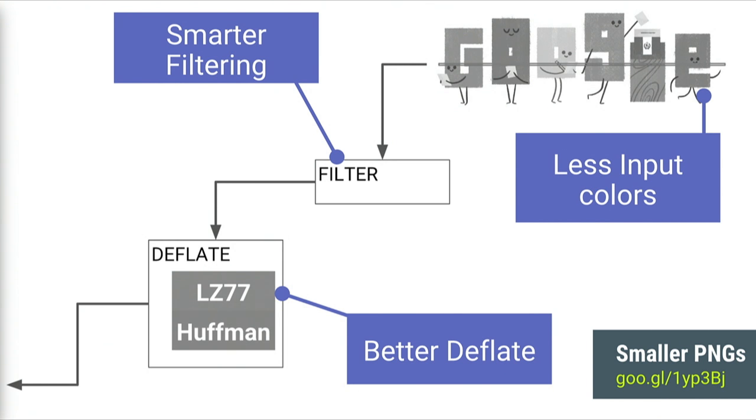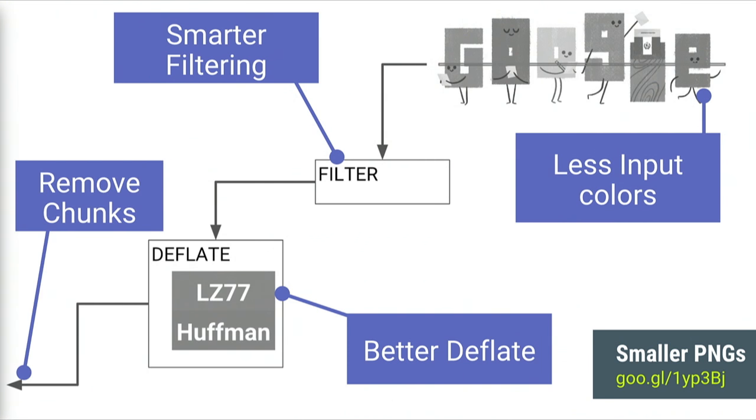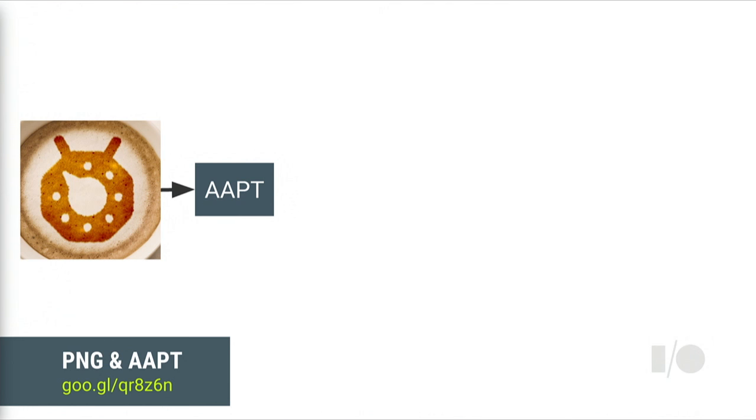And applying those to the algorithm actually produces smaller files. And finally, removing chunks. And that's actually a tricky one that I'll get to in a minute. But I know what you're saying. Like, hey, wait a minute. All of that stuff should be happening for me, right?